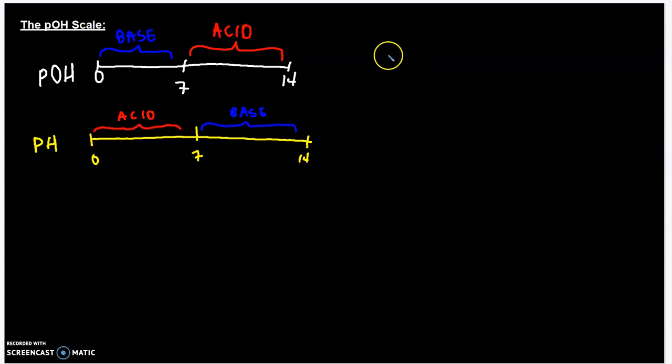And just like pH measured how acidic something is, the opposite of an acid is a base. So pOH tells us how basic a substance is.